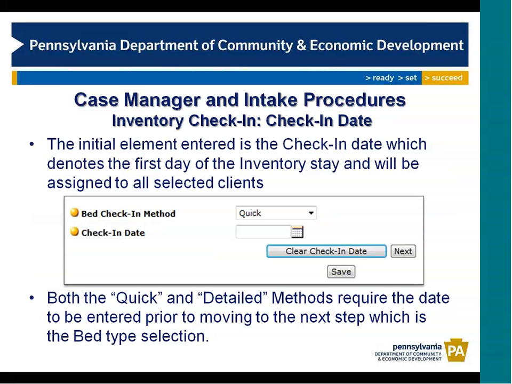Now, once you've selected either quick or detailed, the first thing that the system is going to prompt you for is the check-in date. The check-in date denotes the first day of the inventory stay, and it's a global feature again. All the selected clients will share the same inventory stay. Once you enter that in, all you have to do is hit the next button here, and the system will take you to the next step.